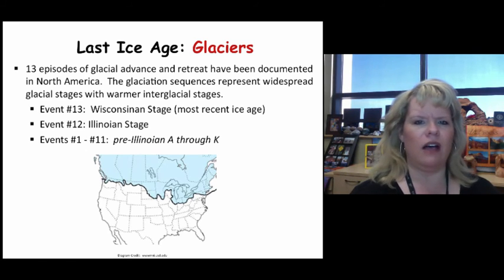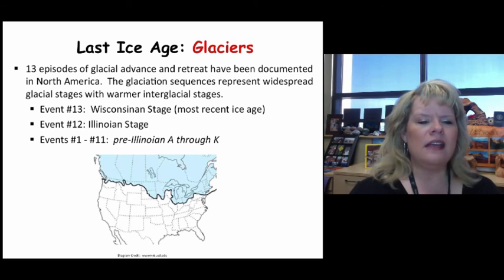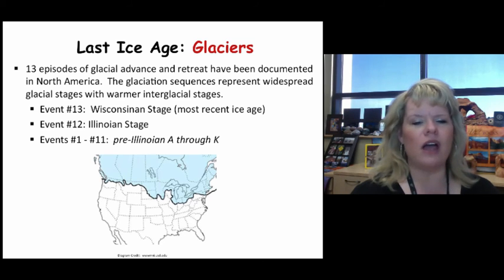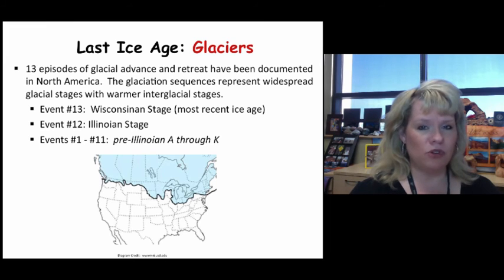So let me tell you how they have been delineated. Events number 1 through number 11, which would also have included Nebraskan and Kansan, I might add, are now called pre-Illinoisan ice ages A through K. I'm not making that up, A through K. We refer to event number 12 as the Illinoisan stage.